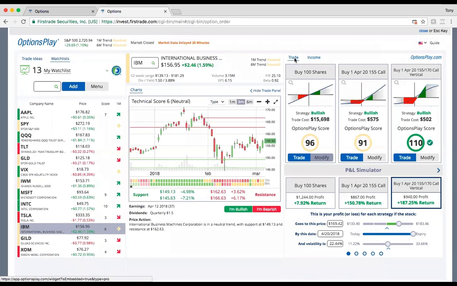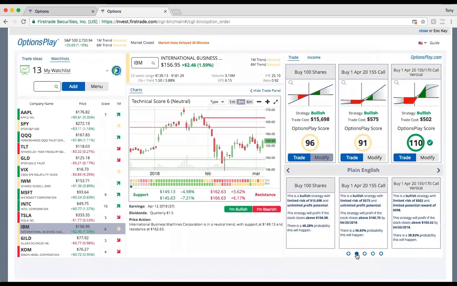So one thing I do want to point out is regardless of whether you're bullish or bearish, we have a plain English tab here at the bottom. So for those of you that are brand new and you don't know what this vertical is, the plain English tab helps explain the strategy to you in plain English so you understand what you're trading before you place your trade. We really want to make sure that you understand what you're doing and understand your risks before you place a trade. That's the most important piece.